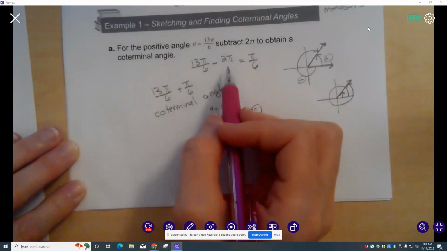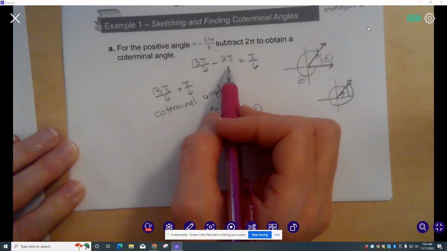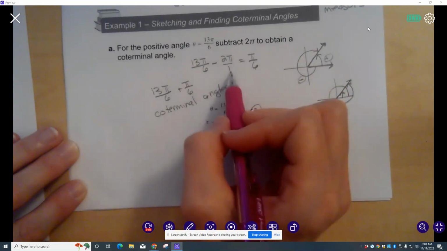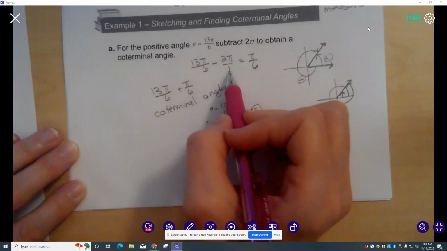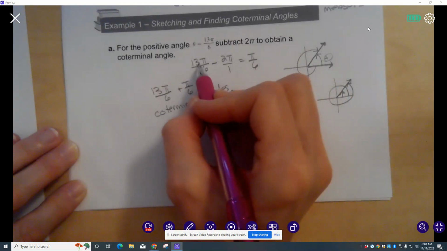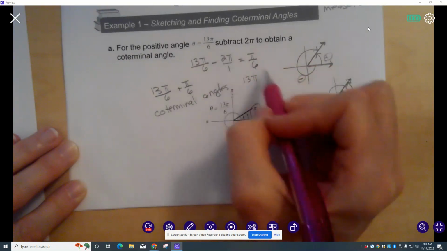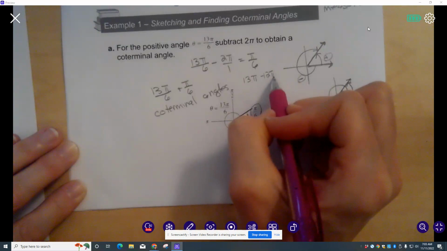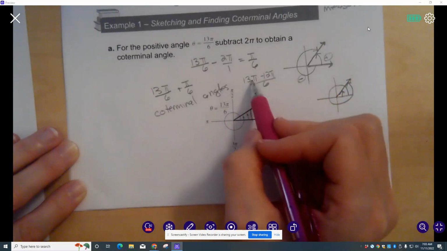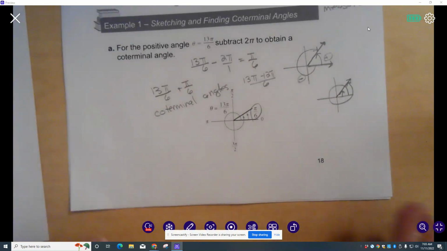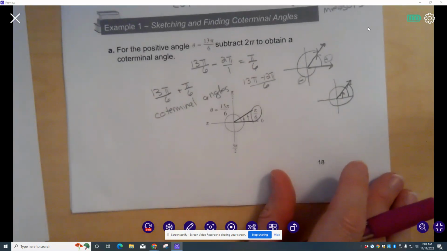Now, if you had to do this without a calculator, you would have to get a common denominator here. So the common denominator would be 6. So I would multiply the top and bottom of this fraction by 6. When I do that, on the top I would have 13 pi minus 12 pi all over 6. 13 pi minus 12 pi is 1 pi all over 6. So make sure you can do that without a calculator.